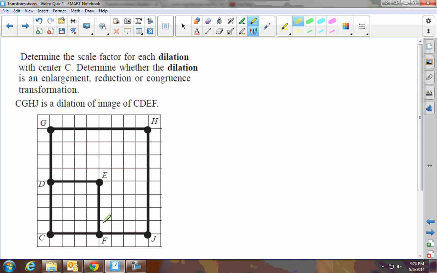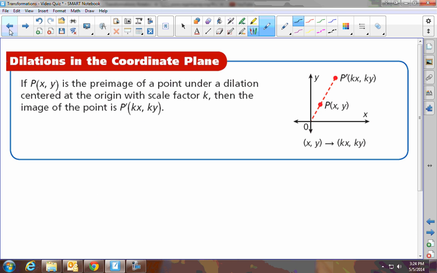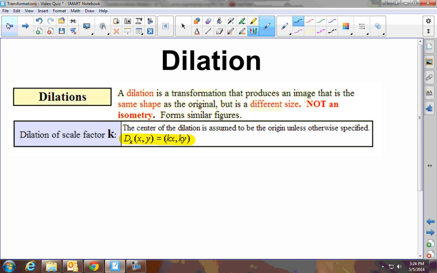Okay, this figure is a reduction of the bigger figure. And to figure out what the scale factor is, well, measure this here. Here, let me draw it. Measure this, and then measure this. And what's the fraction? Well, it's half. So dilation would be half. We go back here to where we saw K, right here. The K would be 1/2. And so we would just apply 1/2 times X and 1/2 times Y, and we get our dilation.